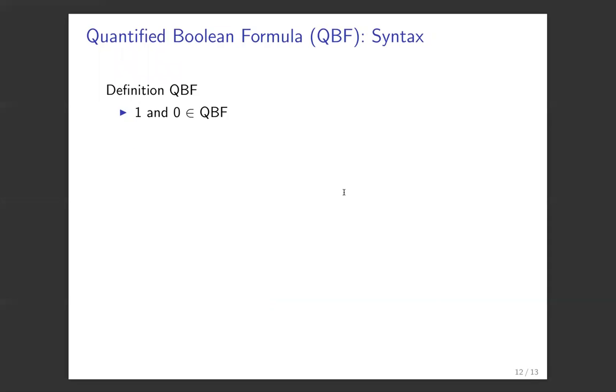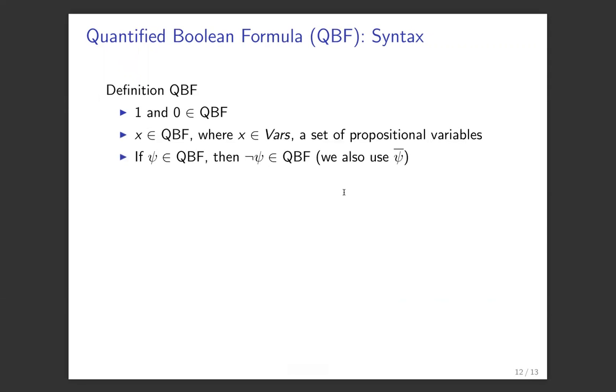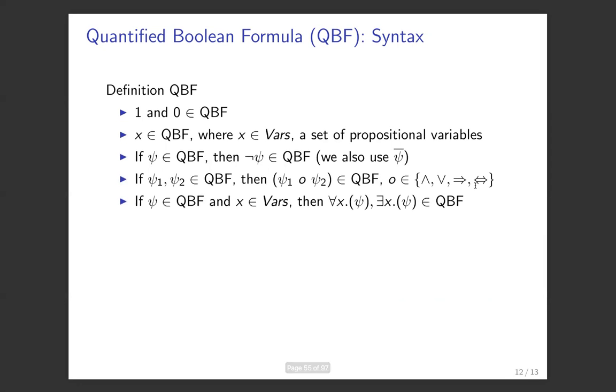The constants 1 and 0 belong to QBF. There is the propositional part, which includes everything included in propositional logic. So a finite number of proposition variables all belong to QBF, and there are the usual logical connectives: negation, conjunction, disjunction, implication, and so on, the usual Boolean connectives. That is the propositional part, the first four or five bullets.